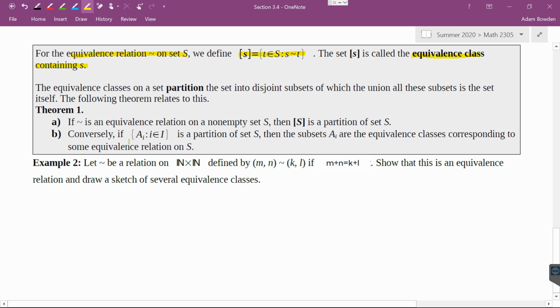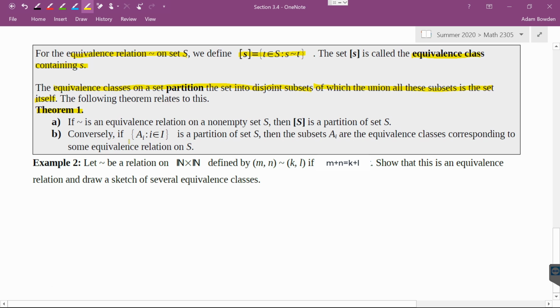The equivalence classes on a set partition the set into disjoint subsets, of which the union of all subsets is the set itself. So like we were saying, this is how we consider partitioning of a set, and an equivalence class will be one way of partitioning it. And so Theorem 1 here basically summarizes this.